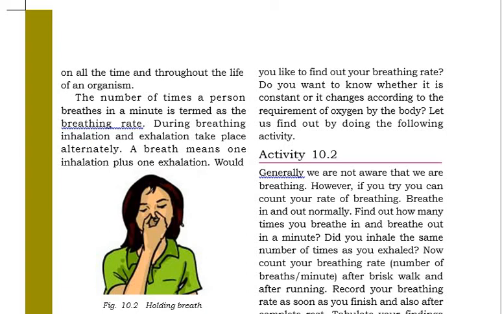The number of times a person breathes in a minute is termed the breathing rate. During breathing, inhalation and exhalation take place alternately. One time inhalation, taking in, then exhalation, breathing out. A breath means one inhalation plus one exhalation. So this will be continuously going on in our whole lifetime.